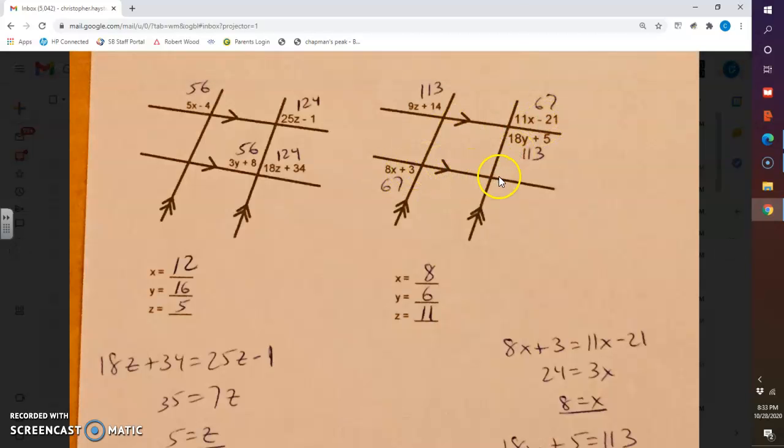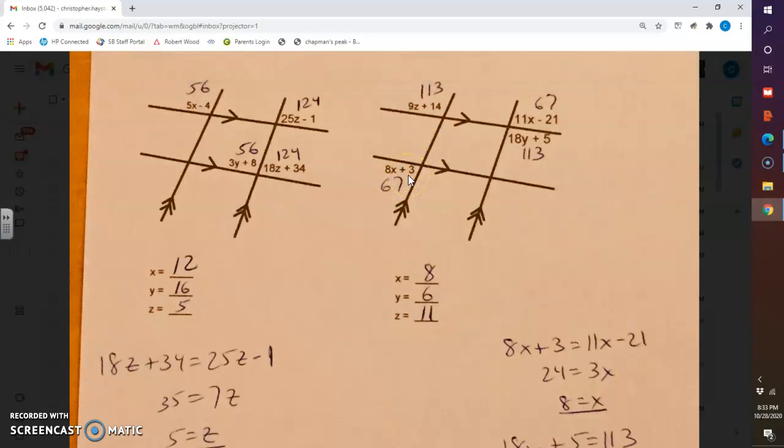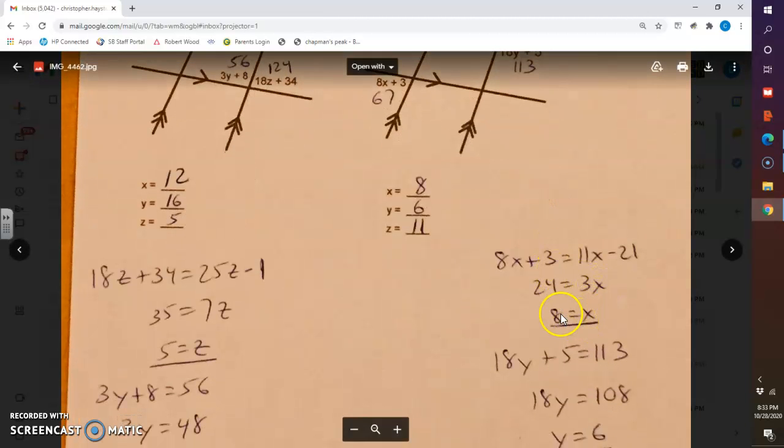I'm going to say 8x plus 3 equals this angle right in here. And this angle right in here is corresponding to this angle right here. So by two steps, I could set 8x plus 3 equal to 11x minus 21. There's nothing saying it has to be in one step, but I can use alternate exterior angles and then corresponding angles to say they're equal. When I set them equal, my x equals 8.